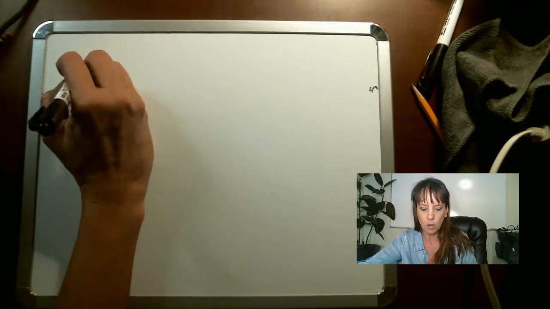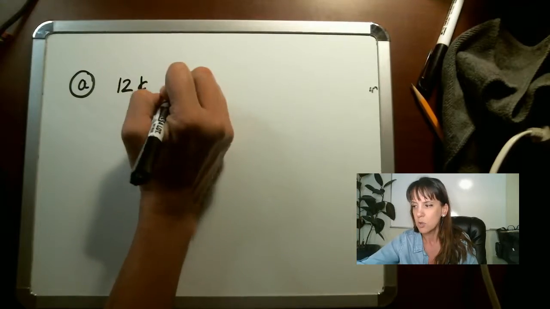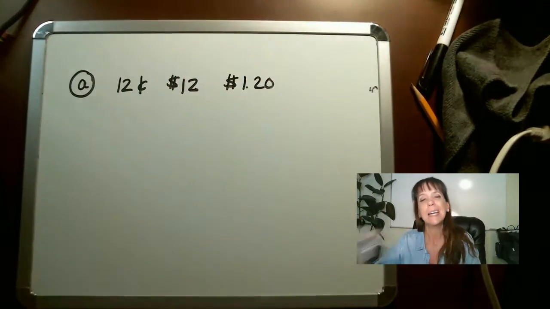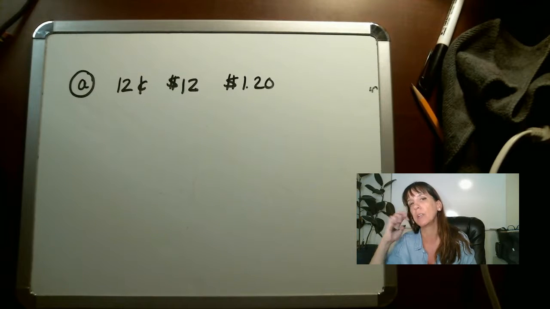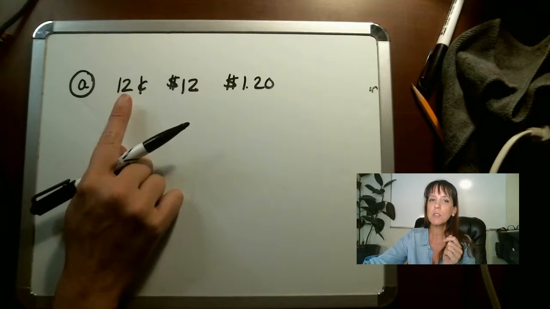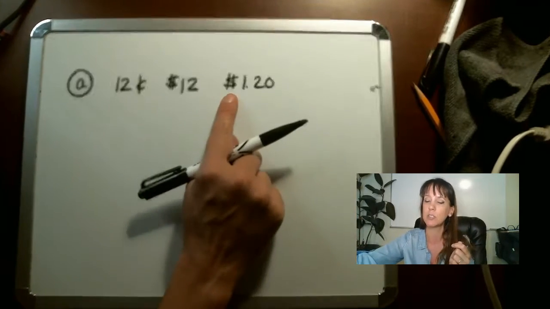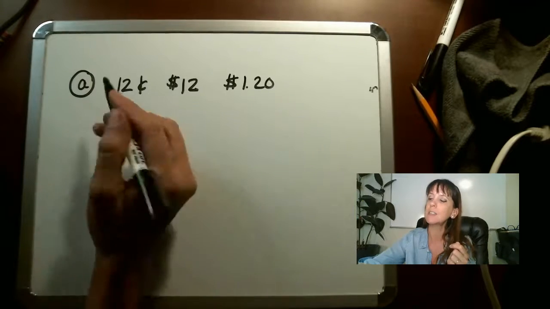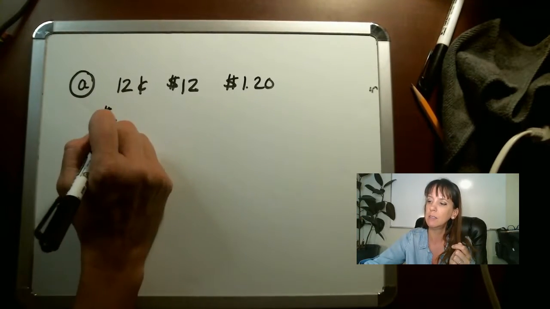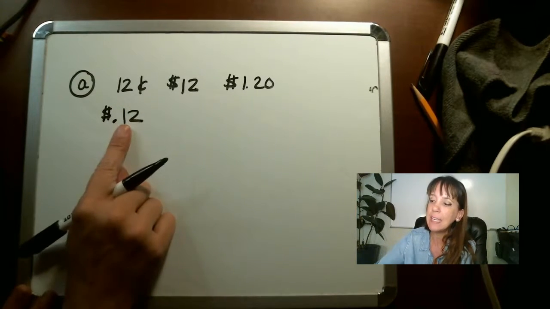A, it says arrange these amounts of money in order from least to greatest. 12 cents, $12, $1.20. Guys, when we're comparing decimals, we really need to make sure that we have the same number of digits behind the decimal. First of all, we also have to make sure that we're comparing the same thing. Here we're comparing cents to dollars. So we have to convert this into a dollar. And when we do that, we get 0.12.